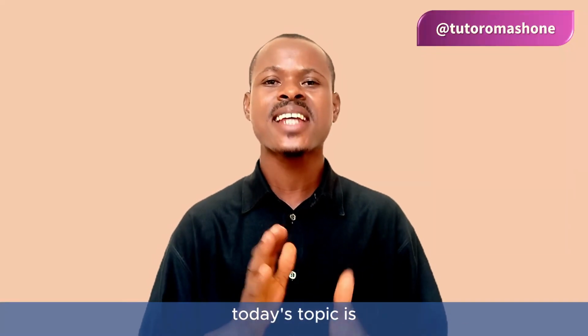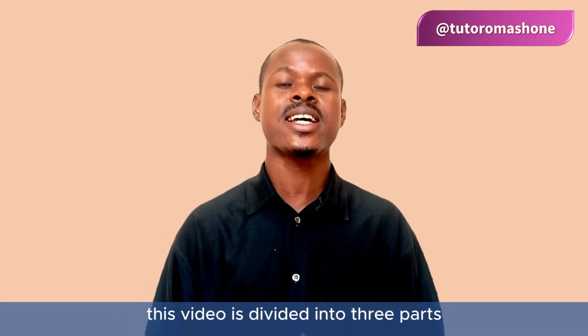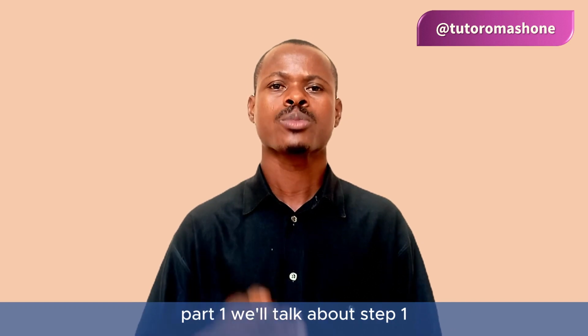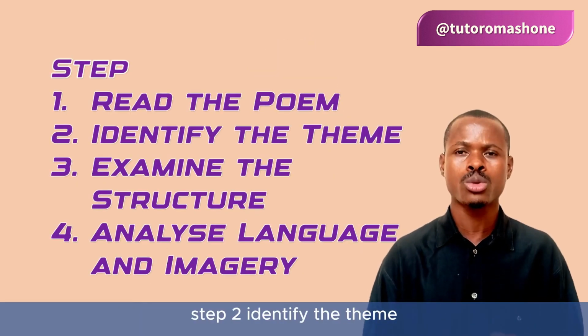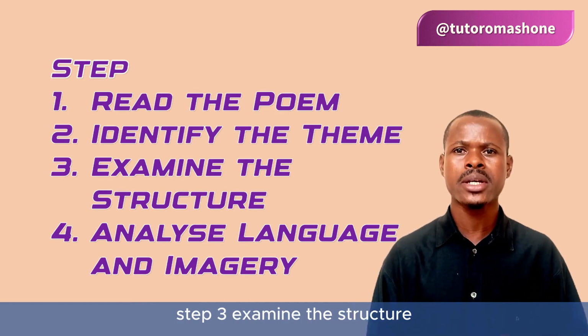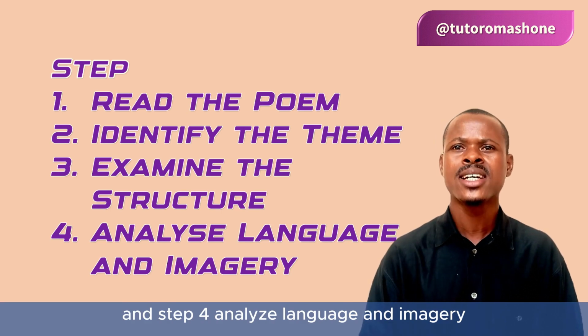Today's topic is 10 steps to analyzing poems independently. This video is divided into 3 parts. Part 1, we talk about step 1, which is read the poem. Step 2, identify the theme. Step 3, examine the structure. And step 4, analyze language and imagery.